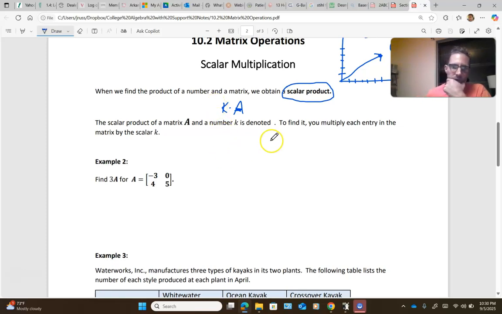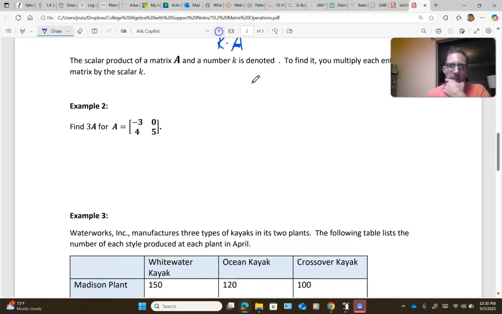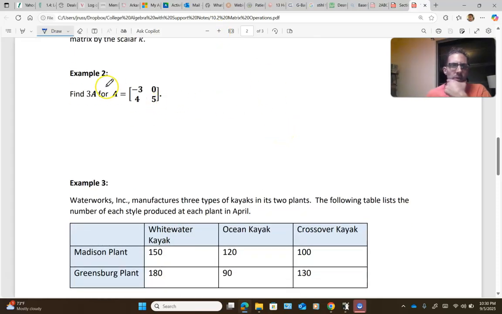All right, so let's look at one here. Let's do example 2. I'm going to zoom in. It says find 3 times A, where A is this matrix right here. So 3 in this case is our scalar, and this matrix is a 2 by 2. This is what we refer to as a square matrix, because the number of rows is equal to the number of columns, similar to a square, in which the two dimensions are equal.